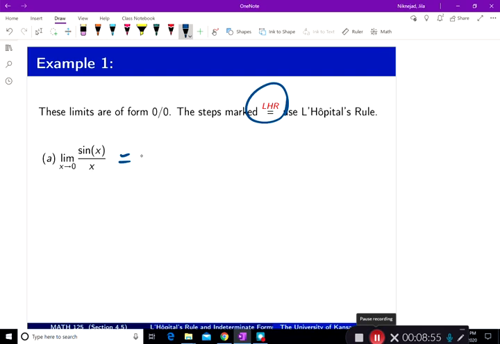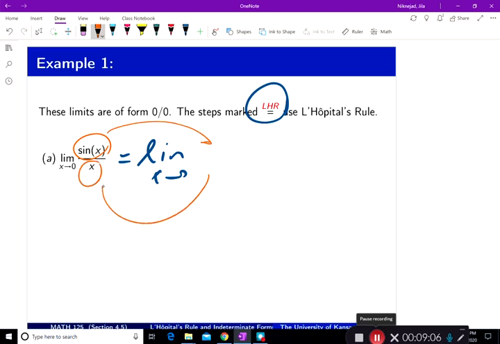And that would be, I have to replace this here. This one gets replaced by its derivative. That one gets replaced by its derivative. And so on top I get cosine of x. On the bottom, I get 1. And the limit is still as x approaches 0. And then the limit as x approaches 0 of cosine of x is going to be 1. Which step was LHR? This was the LHR.